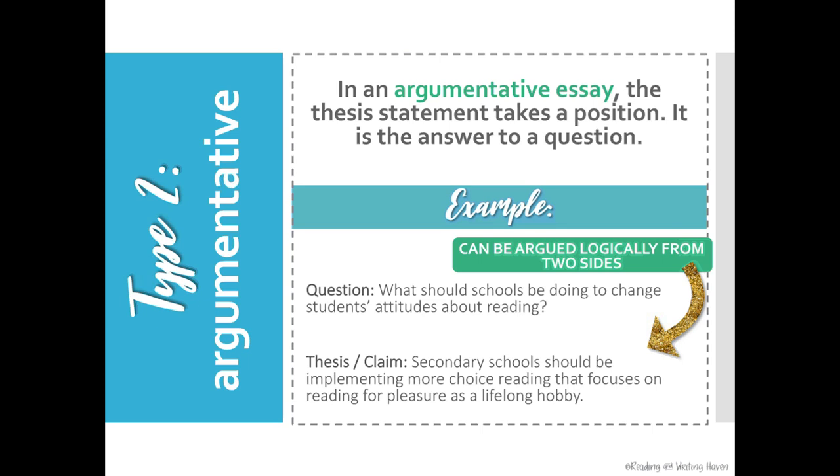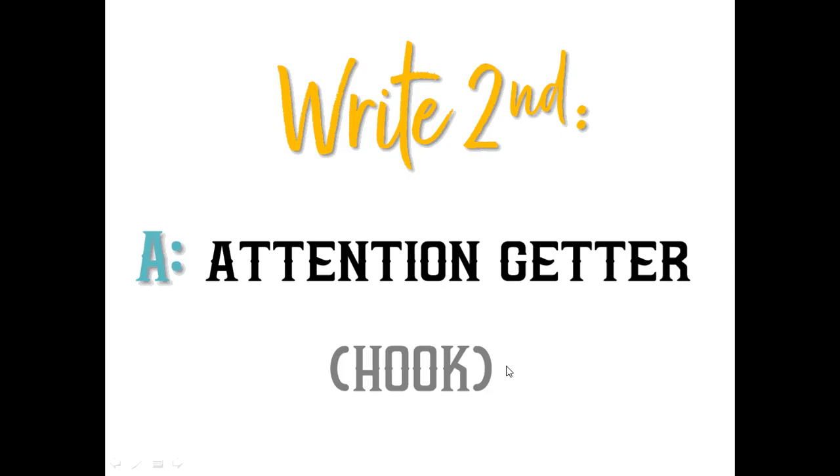So let's look at this. Here's the question. What should schools be doing to change students' attitudes about reading? Your claim or thesis could be, secondary schools should be implementing more choice reading that focuses on reading for pleasure as a lifelong hobby. And as you can see, we already do that in our class. So this is a strong thesis because we have the word should, which we talked about this last week, and it's a stance that you can take and have two different opinions on.